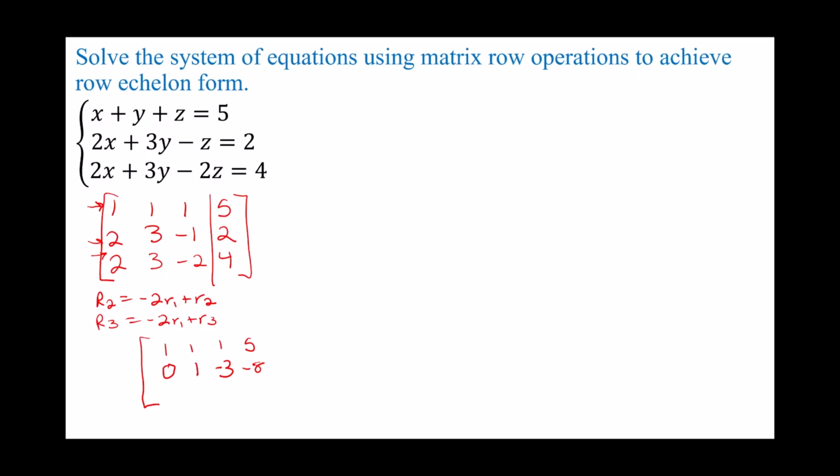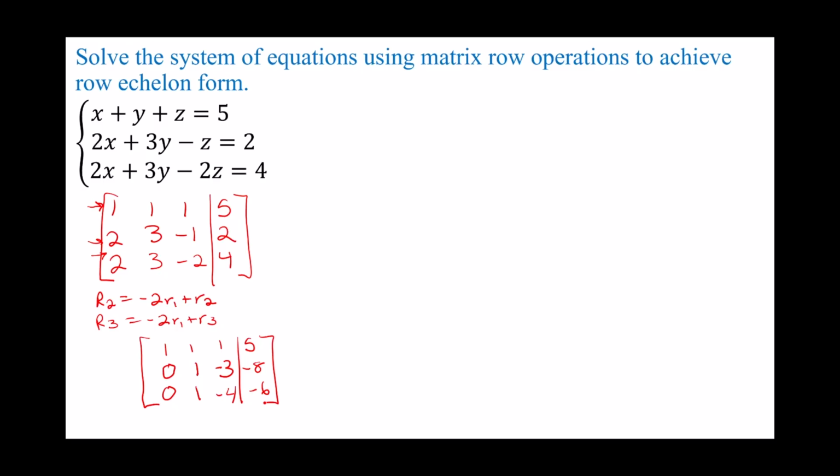And then I'll do the same thing with row 3, negative 2 row 1 plus row 3. So negative 2 times 1 plus 2 is 0. Negative 2 times 1 plus 3 is 1. Negative 2 times 1 plus negative 2 is negative 4. And negative 2 times 5 plus 4 is negative 6. Okay, so my first column's done.